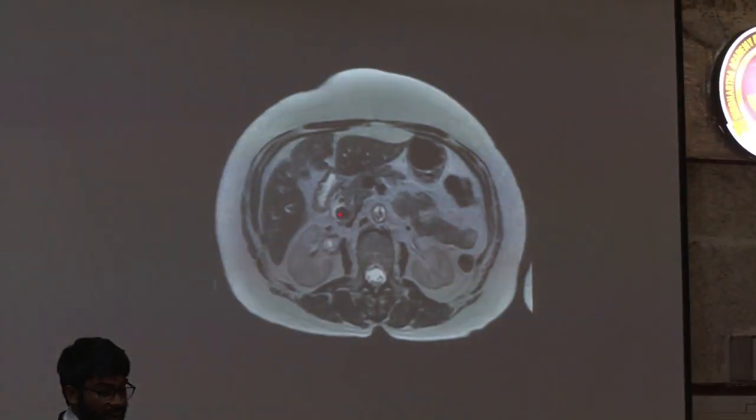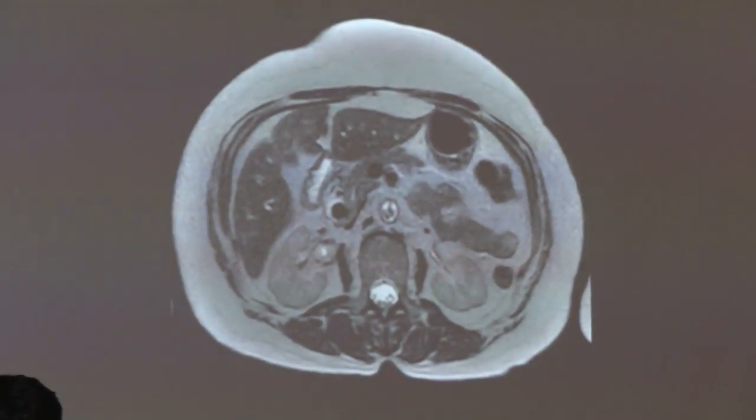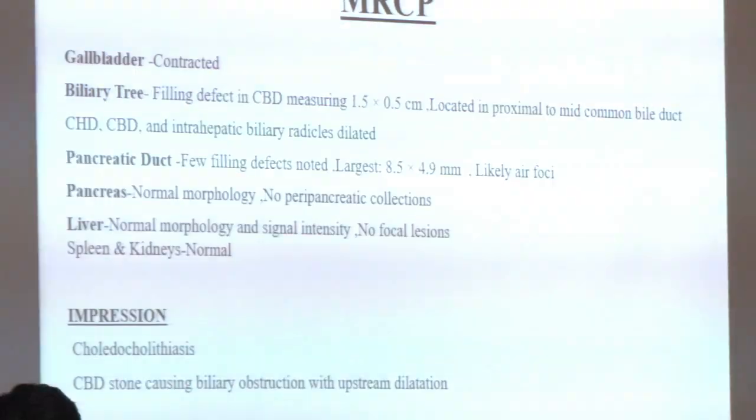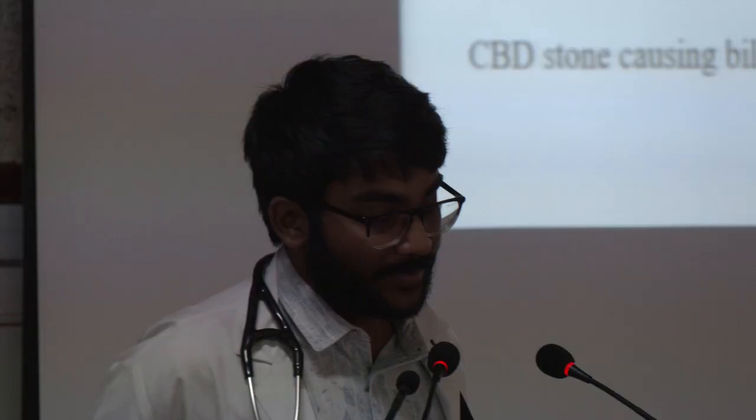On the axial image, we can see a similar focus in the CBD, which is a calculus suggestive of choledocholithiasis. Here we can see a few other hypointense structures which are air foci. And here is the report: biliary tree showing filling defect in the common bile duct measuring 1.5 x 0.5 centimeters, located proximal to mid common bile duct. Common hepatic duct and intrahepatic biliary radicals are dilated. The impression is choledocholithiasis, common bile duct stone causing biliary obstruction with upstream dilation.